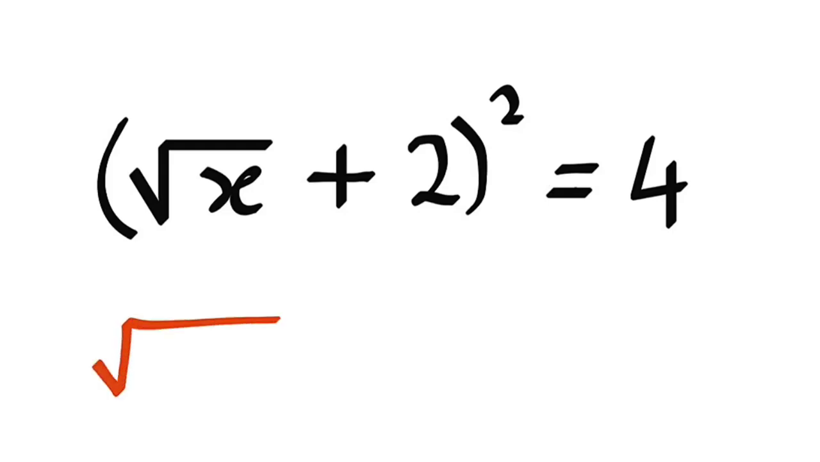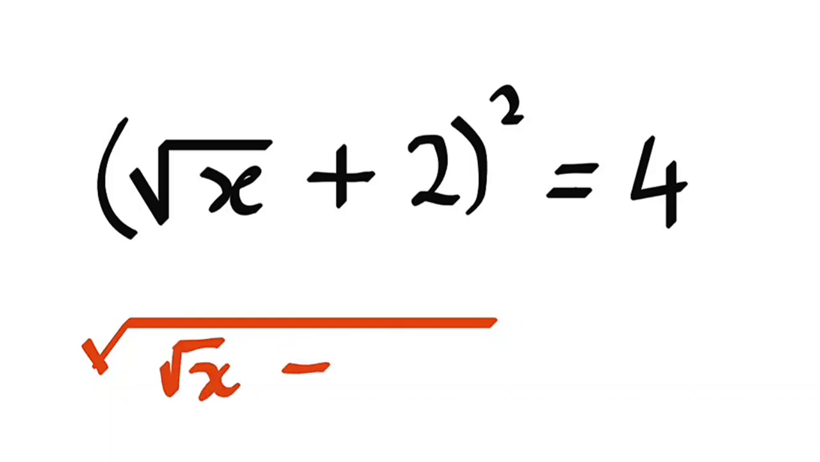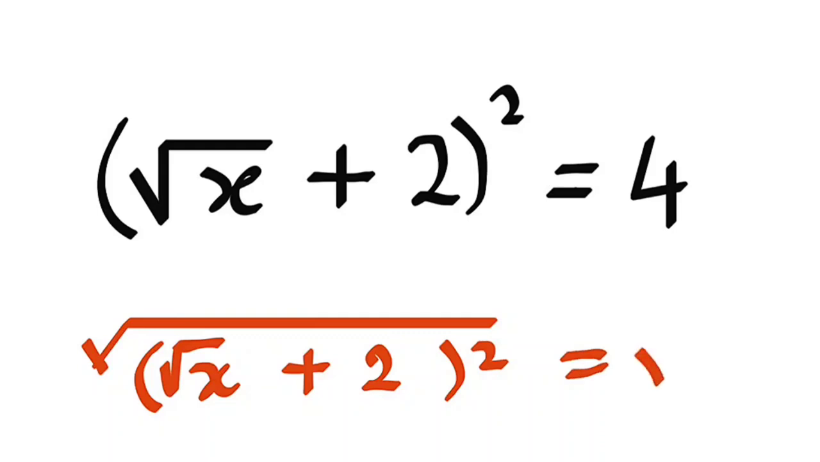So I'm going to have something like this. Taking the square root of both sides, I'm going to have √x + 2, and the square cancels, and then equals the square root of 4, then plus or minus. Don't forget that. So now you can see that from here, this cancels this.